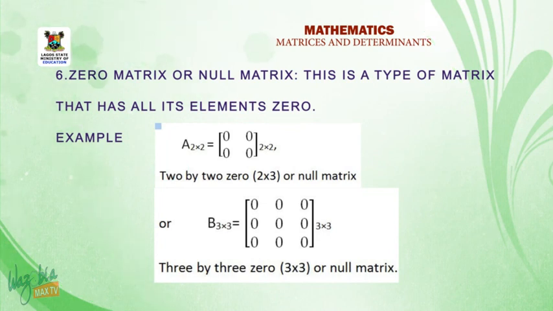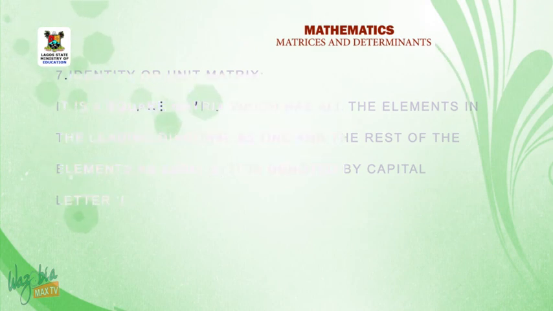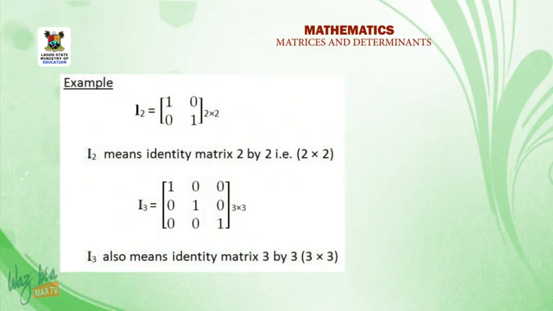7. Identity or unit matrix. It is a square matrix which has all the elements in the leading diagonal as 1 and the rest of the elements as 0. It is denoted by capital letter I. Example, I base 2 is equal to matrix 1, 0, 0, 1. I base 2 means identity matrix 2 by 2.